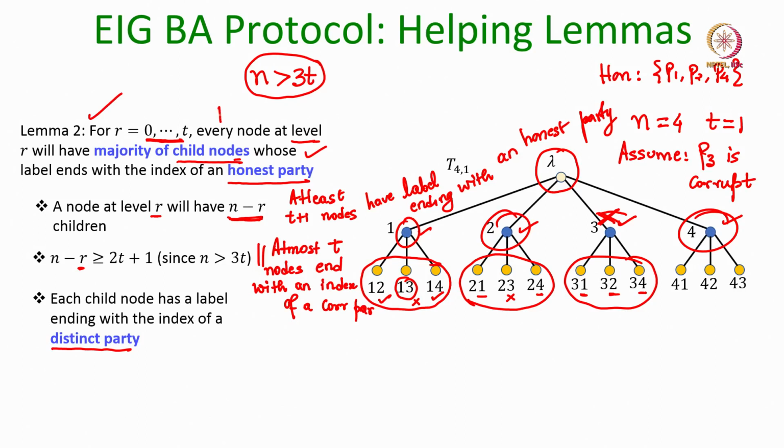If I go one layer further down, that means, if I make r equal to t plus 1, then this lemma need not hold, because then there will be only 2t children, and among those 2t children there might be t children whose label ends with the index of a corrupt party and t children whose labels end with the index of an honest party. In that case, strict majority may not be there, but in the protocol we do not go beyond level t, because during the t plus 1th round, only the values of the nodes at level t are communicated.